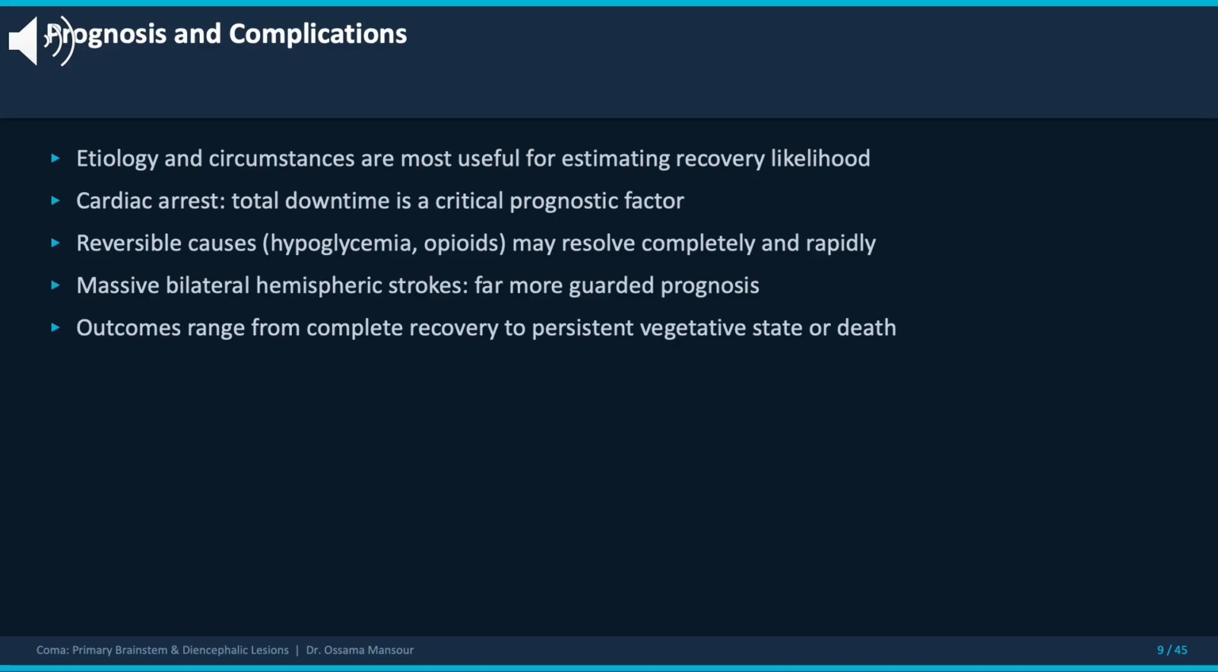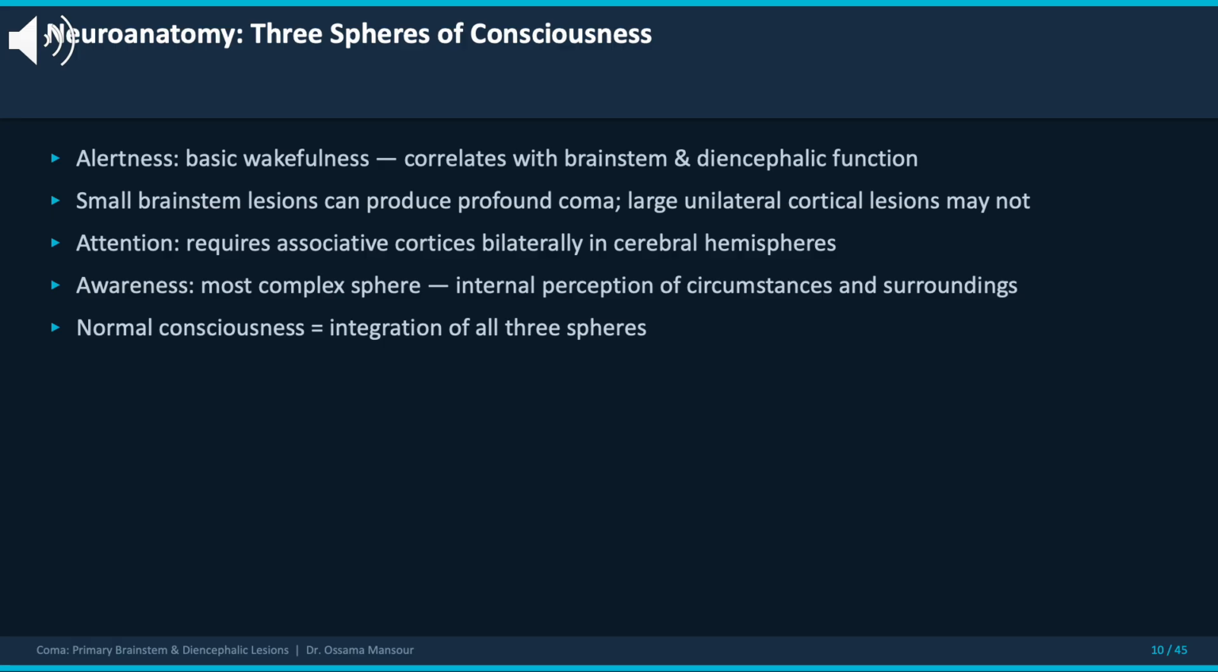The neuroanatomy and physiology underlying consciousness can be conceptualized as involving three distinct but overlapping spheres: alertness, attention, and awareness. Understanding how each sphere maps onto specific neuroanatomical structures is fundamental to localizing lesions that produce coma. Alertness, which represents the most basic level, simply being awake rather than asleep, strongly correlates with the normal function of the brainstem and diencephalon. Lesions that disrupt these structures predictably impair alertness, leading to stupor or coma.